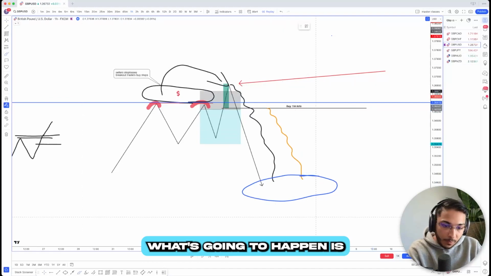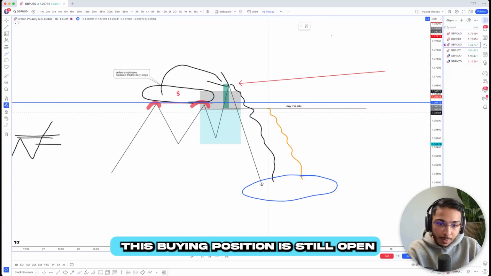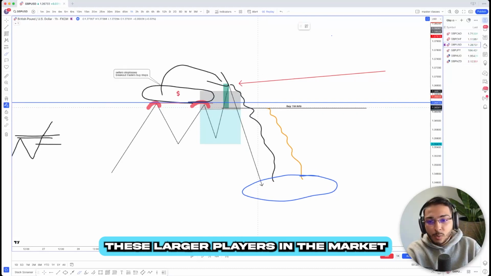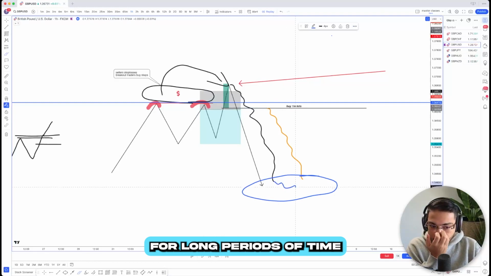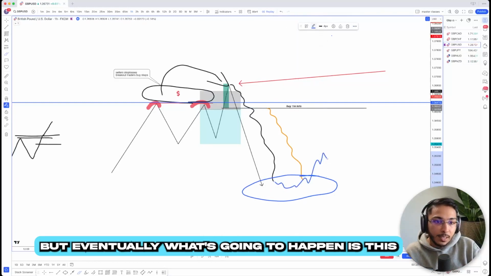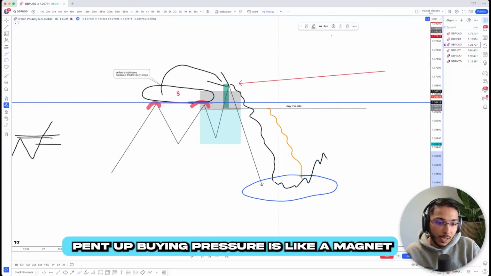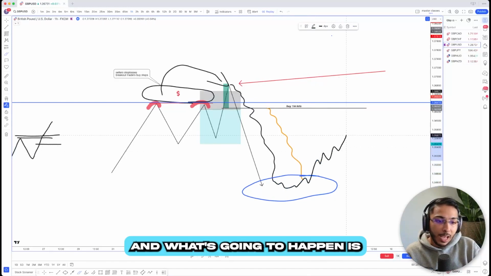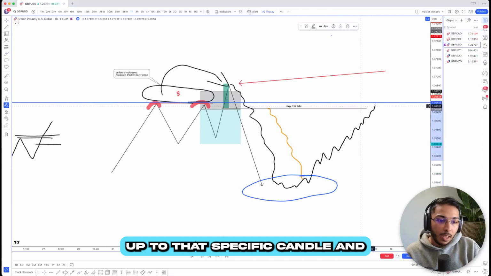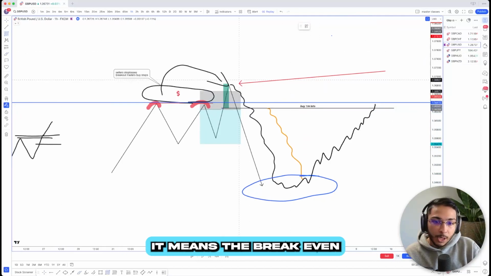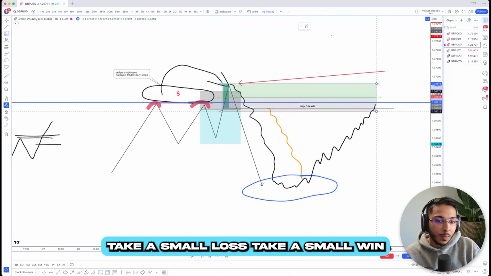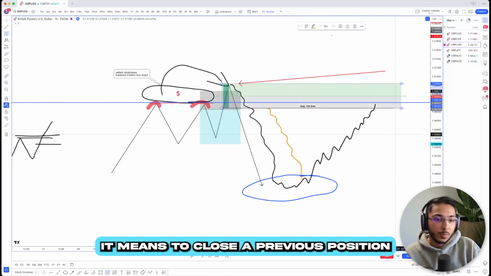What's going to happen is this buying position is still open. These larger players in the market have enough money to hold drawdown for long periods of time. But eventually, this pent-up buying pressure is like a magnet. And the market's going to pull right back up to that specific candle, and it's going to potentially mitigate. What does mitigate mean? It means to break even, take a small loss, take a small win. It means to close a previous position.